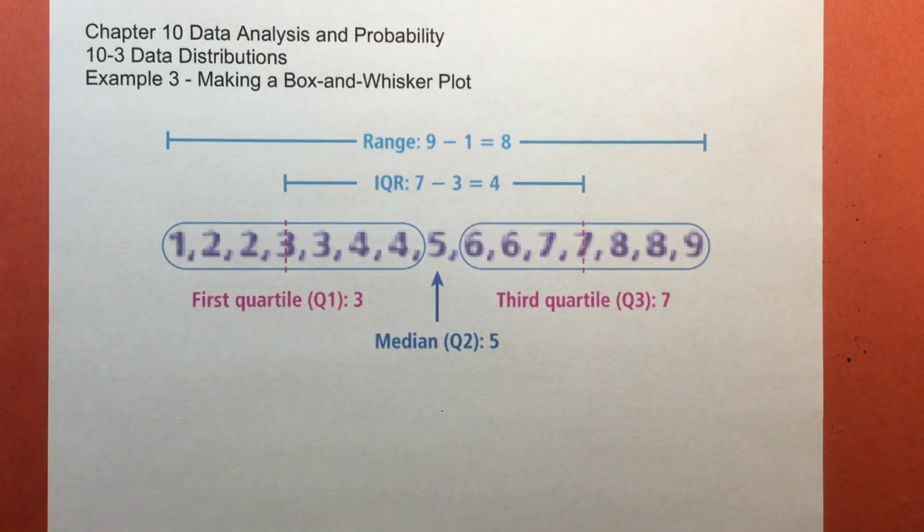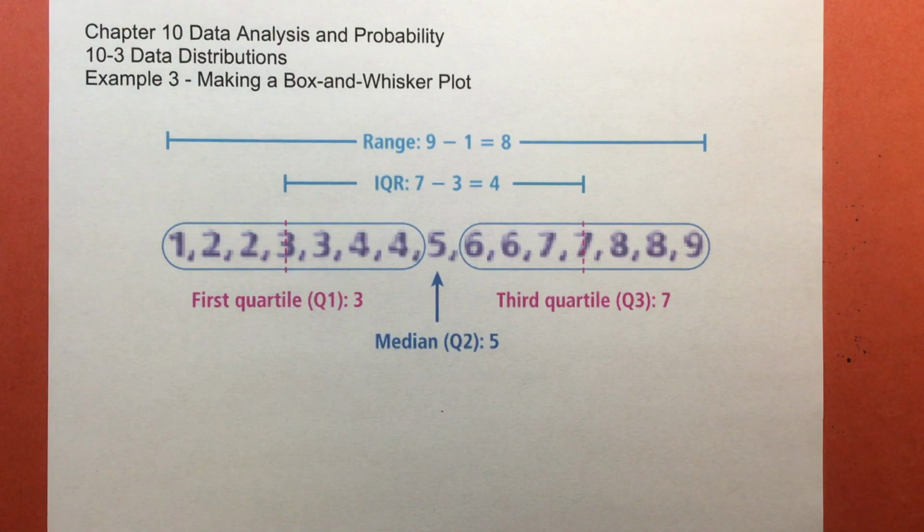Hello, welcome back to Chapter 10, Section 3, Data Distributions. And in this video, we're going to talk about making a graph called a box and whisker plot. There's a lot of steps to this. However, none of it is that difficult.